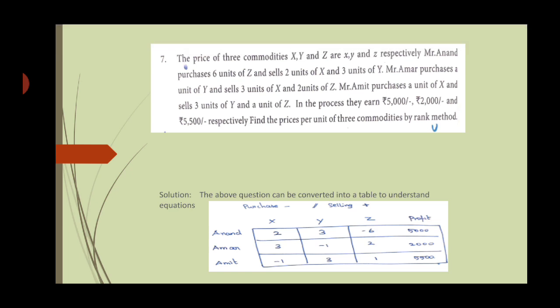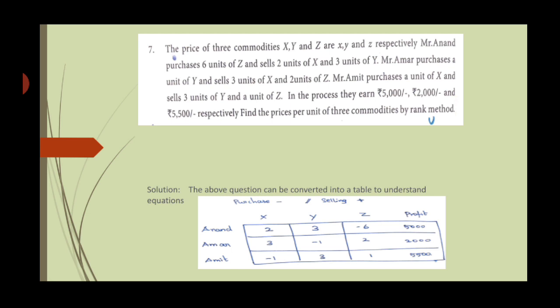The prices of three commodities, capital X, capital Y and capital Z. The per unit price of X is small x, the per unit price of Y is small y, and the per unit price of Z is small z. Three people, Mr. Anand, Mr. Amar and Mr. Amit, make some purchases, and that is given. I have constructed the question as a table here for you to understand better. We will read the first line and then come to the table and understand.